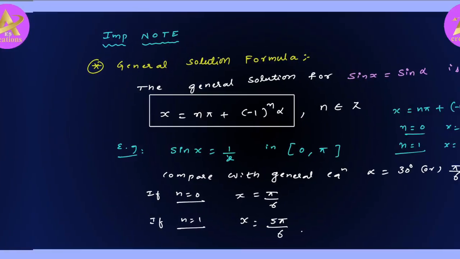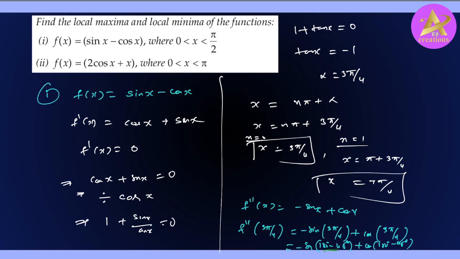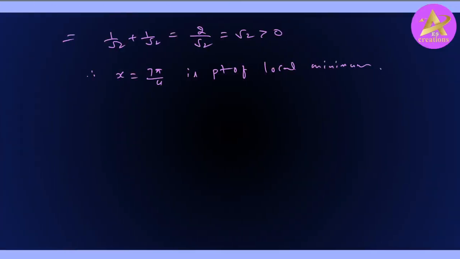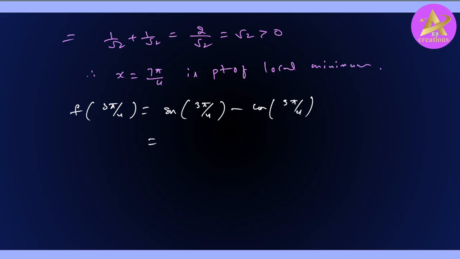I hope this is clear to you. Whatever values we got here, substitute in the original function, you get the values, local maximum values or local minimum values. If you want, you can find the local maximum values also. F of 3 pi by 4, that means sine of 3 pi by 4 minus cos of 3 pi by 4. We know that sine 3 pi by 4 value is 1 by root 2. Minus of minus 1 by root 2, we get 2 by root 2, nothing but root 2.